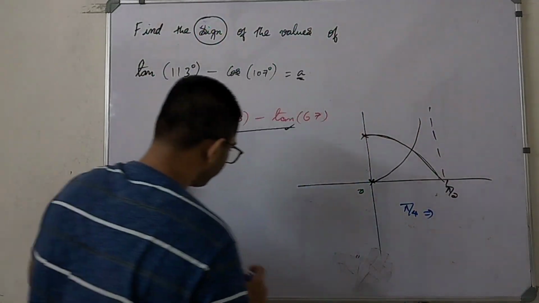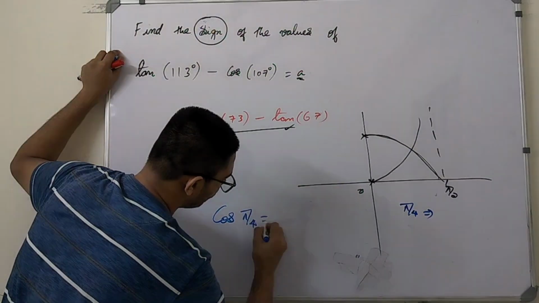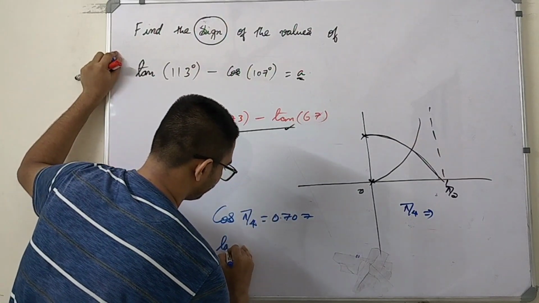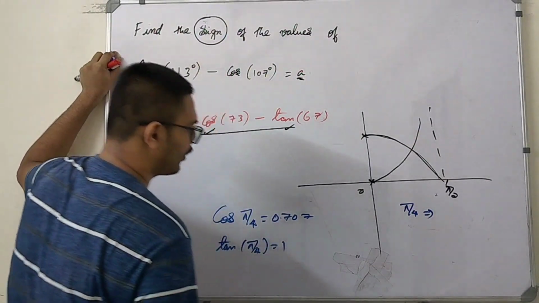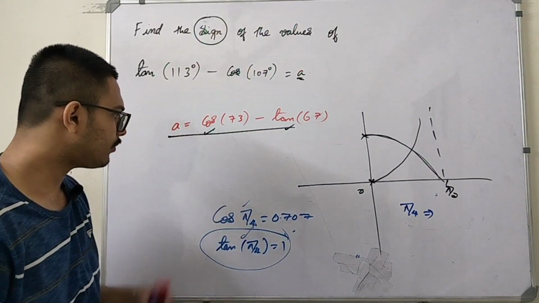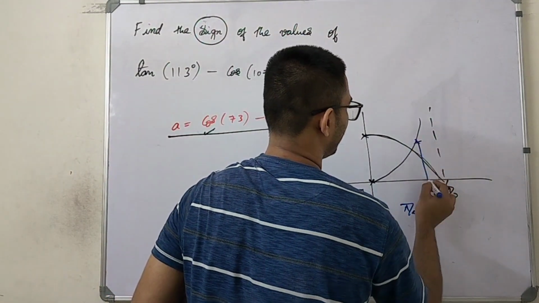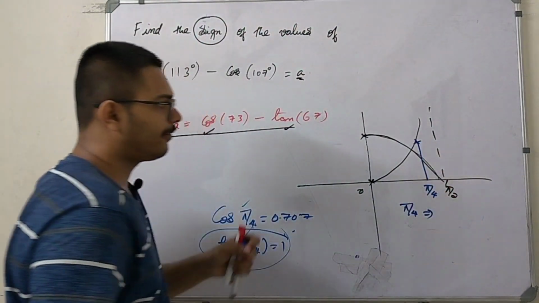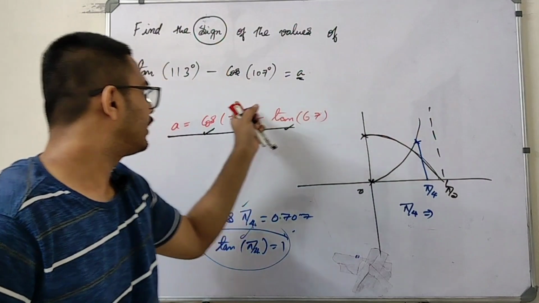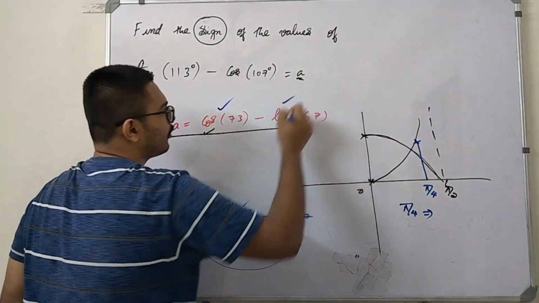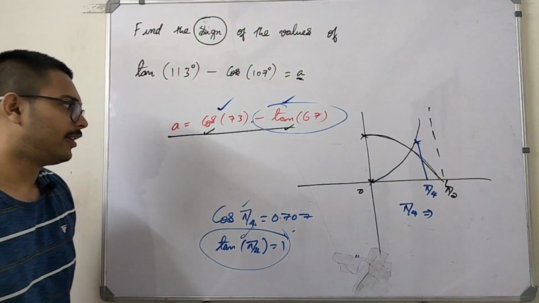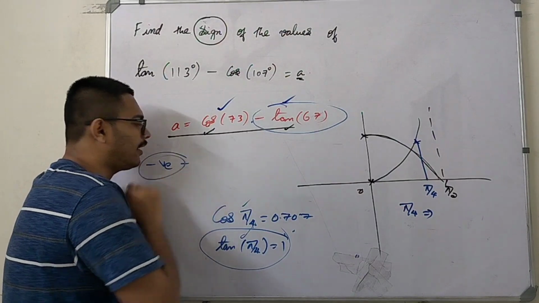What is the value of cos pi by 4? It is the same as sin pi by 4 and it is equal to 0.707. What's the value of tan pi by 4? Tan pi by 4 is equal to 1. Which means in the region beyond pi by 4, tan theta is always greater than cos theta, so it will be lying somewhere here. From pi by 4 to pi by 2, tan theta is always greater than cos theta. Also in the first quadrant both are positive. So we are subtracting a bigger positive number from a smaller positive number. So the sign of the value of a is negative.